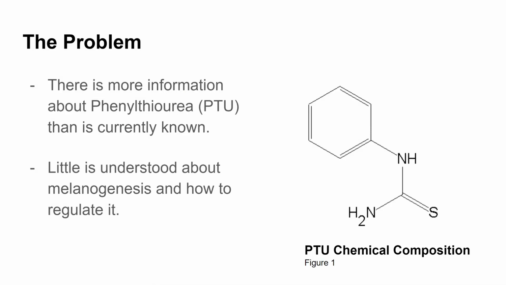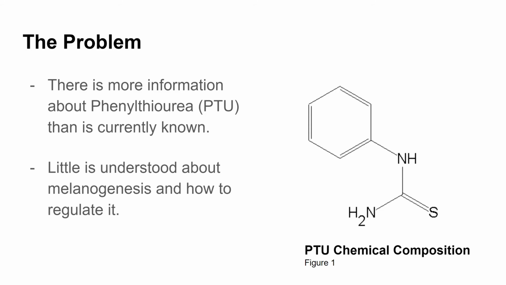There's little understood about the process of melanogenesis and how to regulate it. This process is responsible for making melanin, a common pigment found in organisms. A notable characteristic of PTU, the drug we used, is that it inhibits melanogenesis. Ideally, learning more about PTU can act as a gateway to help us learn more about melanogenesis to solve the problems we face surrounding that.